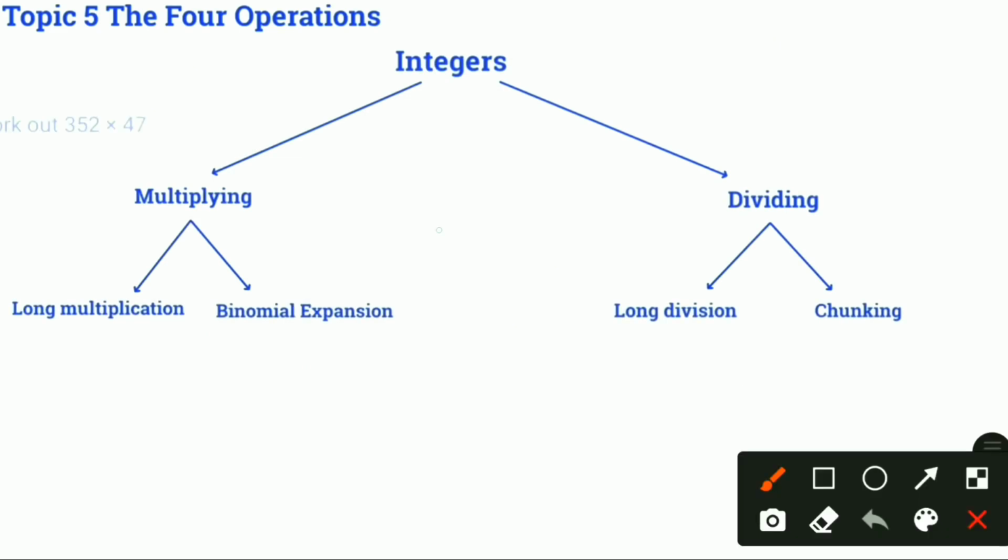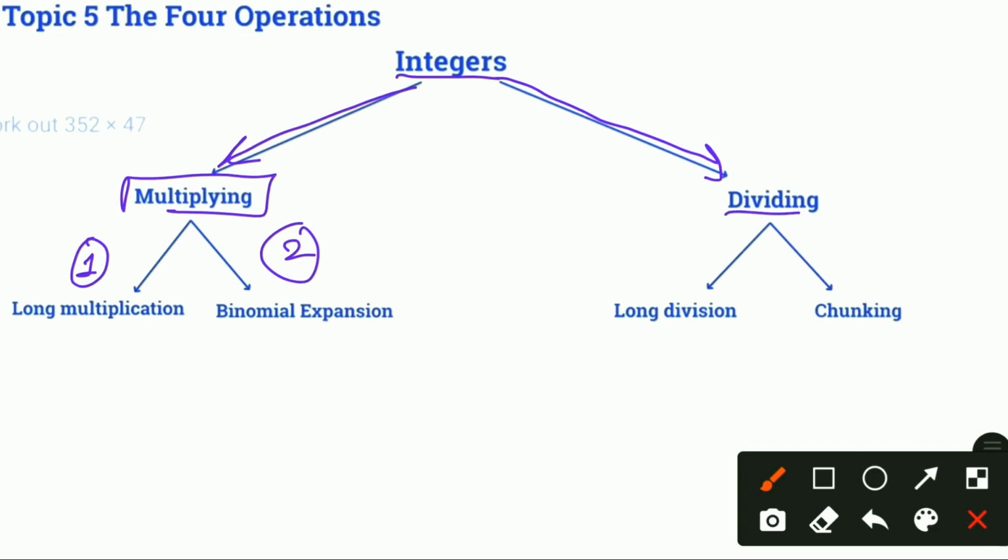Integers. What happens if we try to divide or multiply them? The methods of multiplying integers are number 1, long multiplication, and number 2, binomial expansion. The methods of dividing are number 1, long division, and number 2, chunking. Chunking is not that amazing. Long division is awesome, binomial expansion is awesome, and long multiplication is awesome, but we're going to learn chunking anyway. Extra knowledge is good for you.